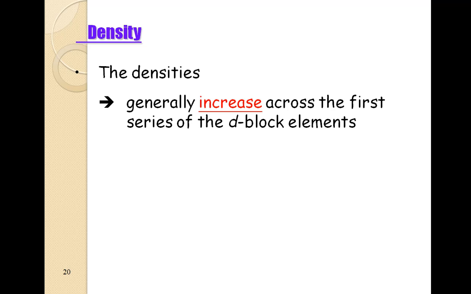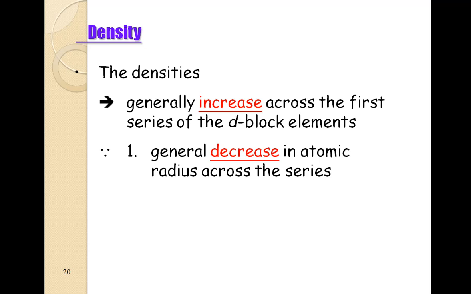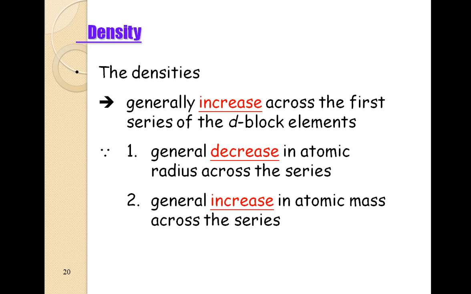These densities generally increase across the first series of transition elements. Why? Because of the general decrease in atomic radius across the series and increase in atomic mass across the series.